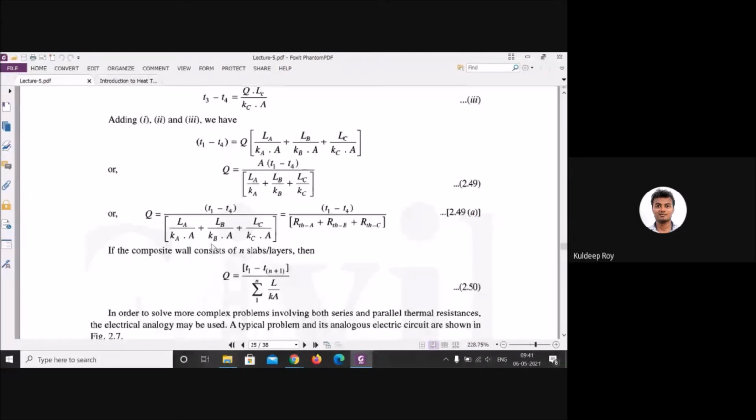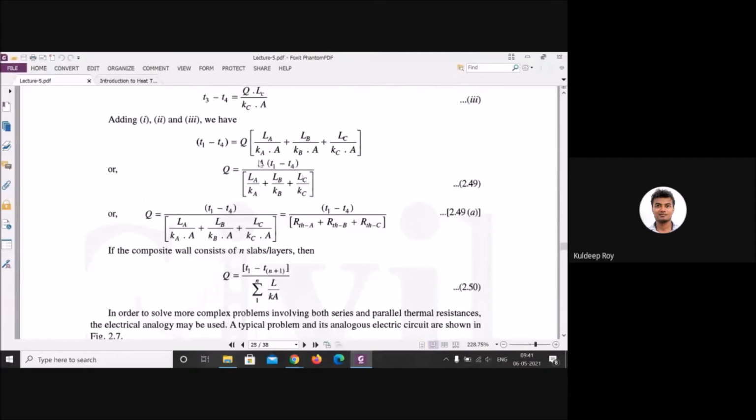Okay, then how much have you got? Q will be A. If you take it, the area will come out, then here will be T1 minus T2, and all these terms will go in the denominator. Then you have got Q equal to A, the area, multiplied by the whole temperature difference T1 minus T4 divided by each resistive value. How much is the resistance applied by this value? Here you have assumed that they have the same area.